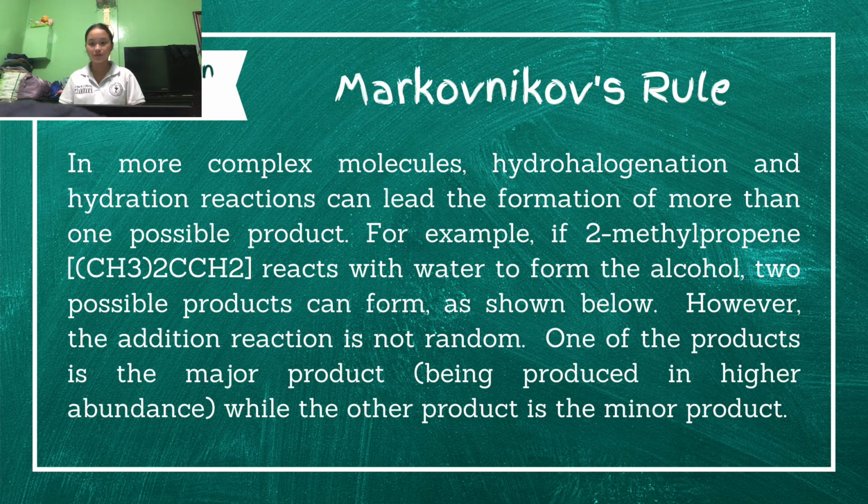Markovnikov's rules. In more complex molecules, hydrohalogenation and hydration reactions can lead to the formation of more than one possible product. For example, if 2-methylpropene reacts with water to form the alcohol, two possible products can form as shown below. However, the addition reaction is not random. One of the products is the major product, being produced in higher abundance, while the other product is the minor product.